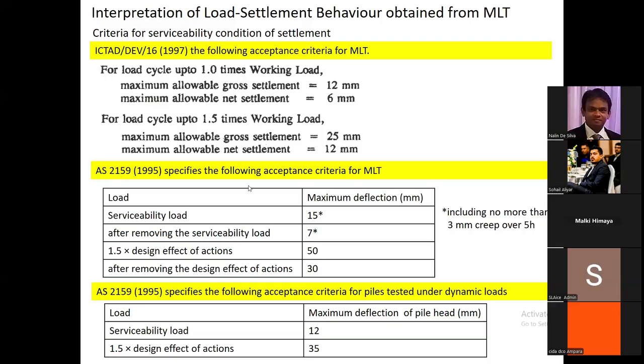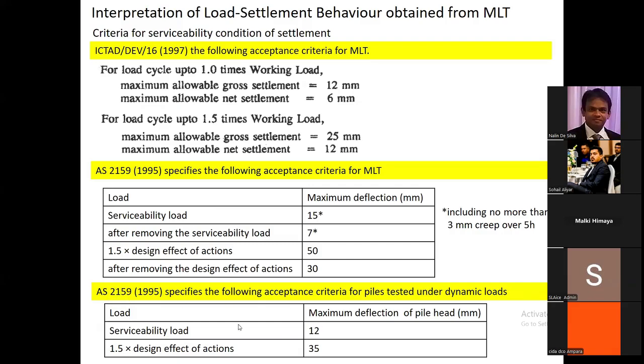The Australian guidelines have slightly different values. Under the serviceability load, that means 1 times the working load, 15 millimeter settlement is allowed. For 1.5 times the design load, they are allowing a much larger settlement than the value specified under the CEDA guideline. Then they have an acceptance criteria for the high strain dynamic load test as well, which we don't have in CEDA. In the CEDA guidelines, there is no acceptance criteria specified for the high strain dynamic load test, but there is an acceptance criteria given in the Australian guideline.